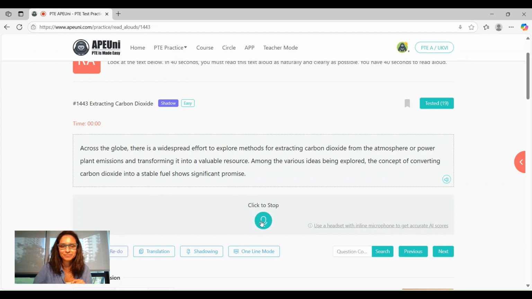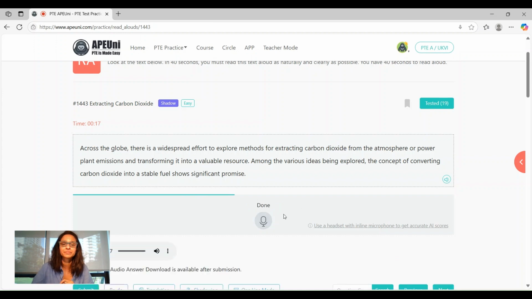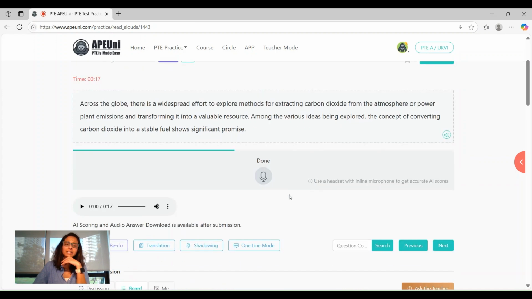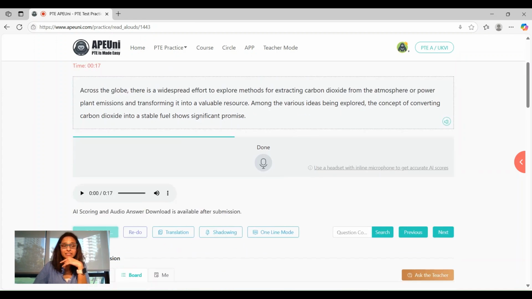Okay, let's start. Across the globe, there is a widespread effort to explore methods for extracting dioxide from the atmosphere or power plant emissions and transforming it into a valuable resource. Among the various ideas being explored, the concept of converting carbon into a stable fuel shows significant promise. Okay, so I've dropped the word carbon, I've dropped dioxide. Let's see how we went, okay?